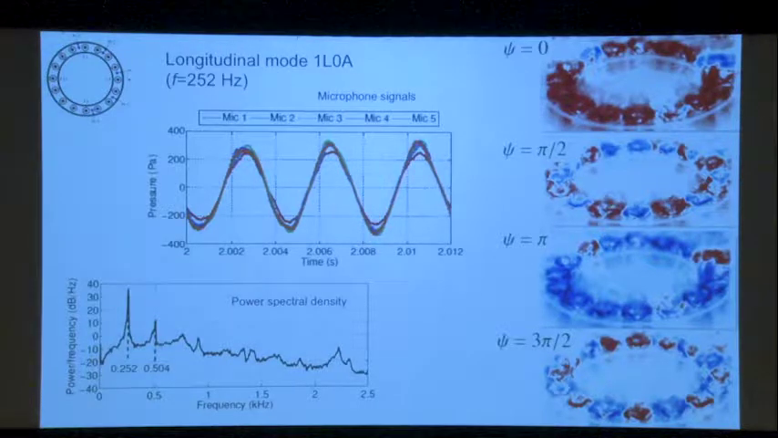And how is it manifested on the microphones? If you look at the microphones, which are located here, the 5 microphones, they're all in phase. Essentially, the signals on the microphones are nearly the same. And if you look at the power spectral density, it has a very strong peak at 252 hertz. There is also a harmonic, but much lower. So this signal is very sinusoidal.